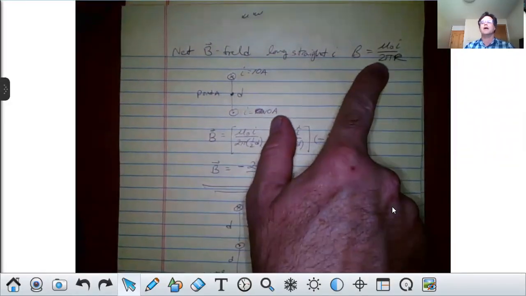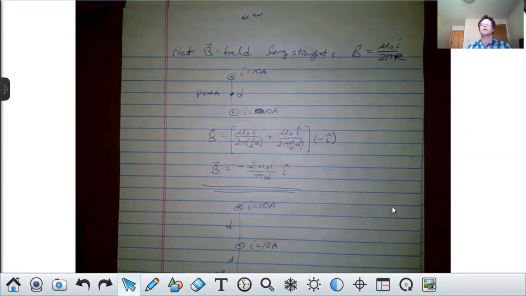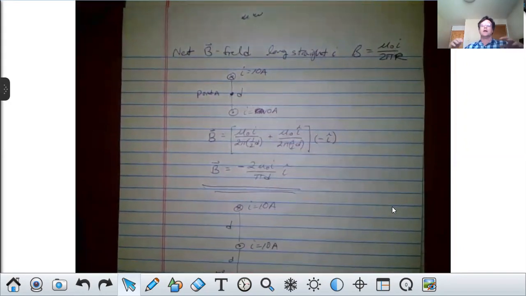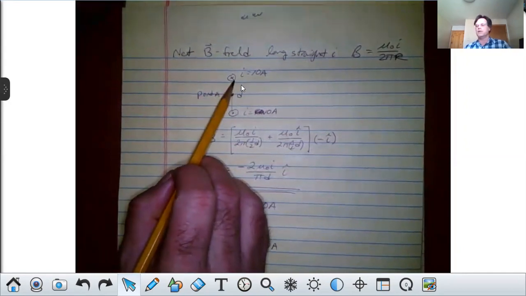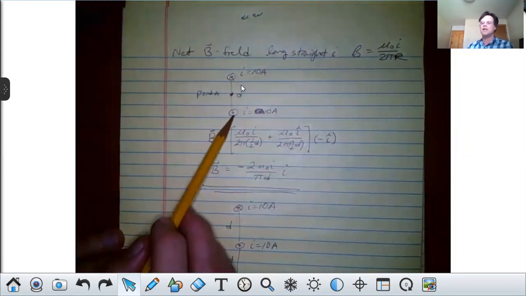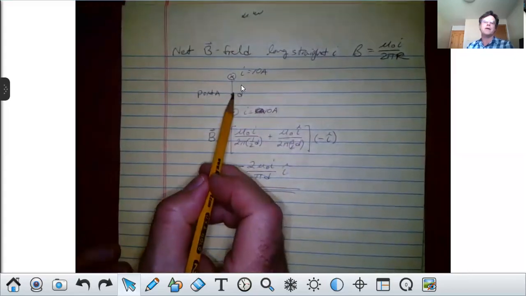Which is mu0 I over 2 pi r. So mu0 is the permeability constant that we talked about there. I is the current, r is the distance from the wire. And so what we're going to do here, we have two wires, one on the top here with a current coming into the board or into the page, right? Well, that's what the x means. And then one below at a distance d with a current coming out. And what I want is the net magnetic field right in the middle.